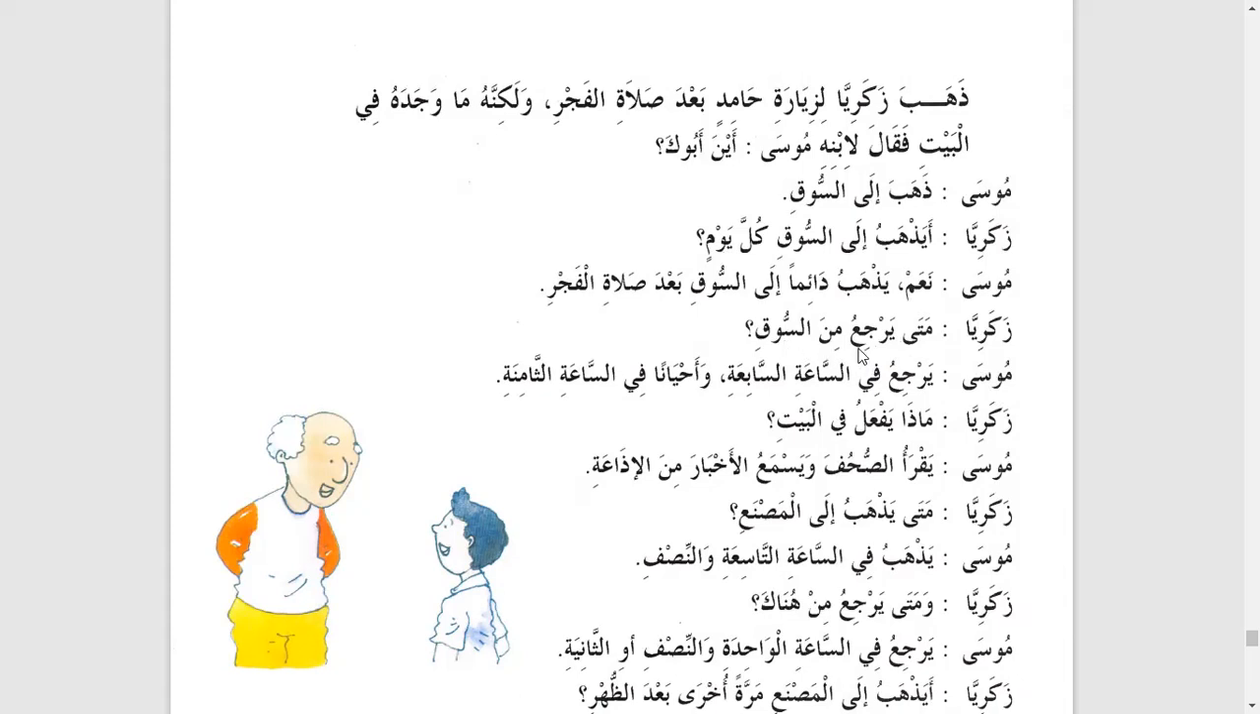Okay, what did you notice here now? Yarji'u. So here, the second root letter has kasra. So it's on the pattern of daraba yadribu. Raja yarji'u, yes, on the pattern of daraba yadribu. Excellent. So mata yarji'u min as-suqi, when does he return from the market? Musa yarji'u fi as-sa'ati as-sabi'ati, he returns at 7 o'clock.